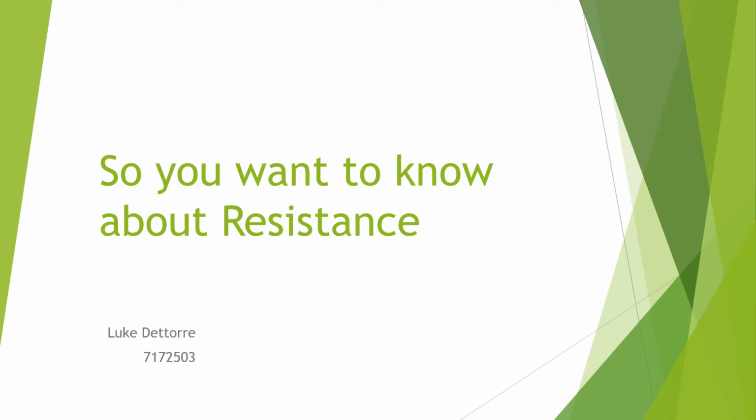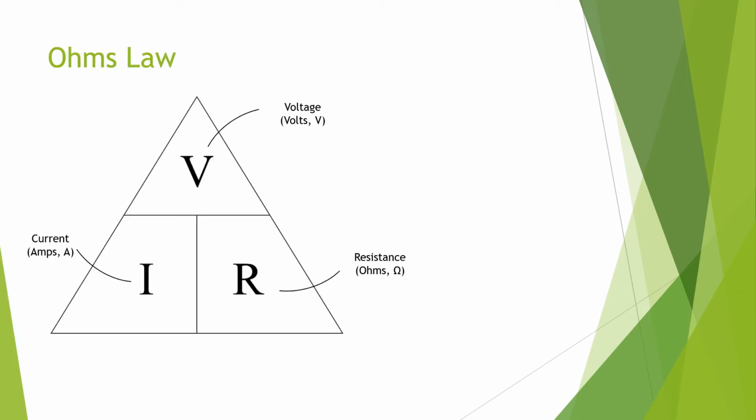This is a short video on resistance. So resistance is described along with voltage and current under Ohm's law, where resistance is a property of conductive materials which impedes the current produced across a potential difference.